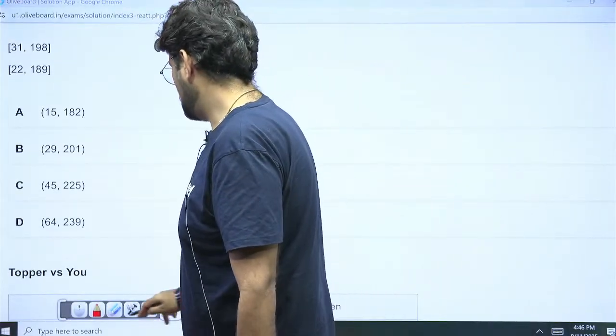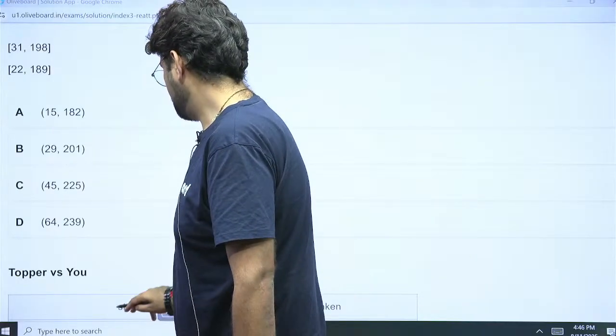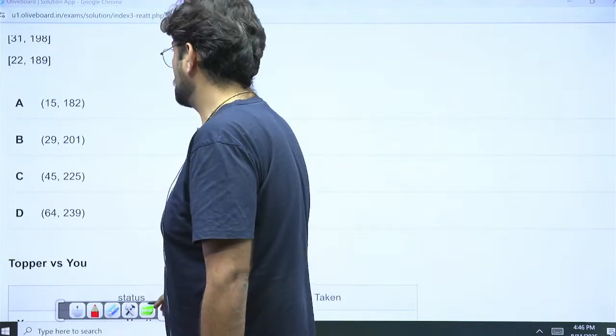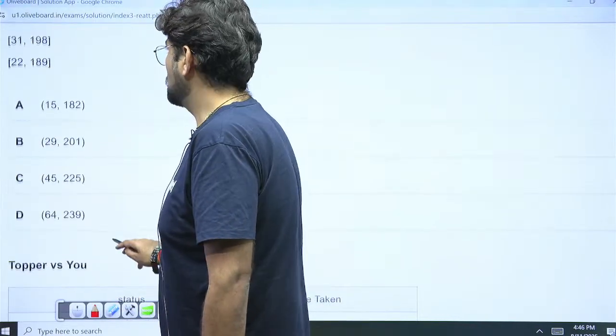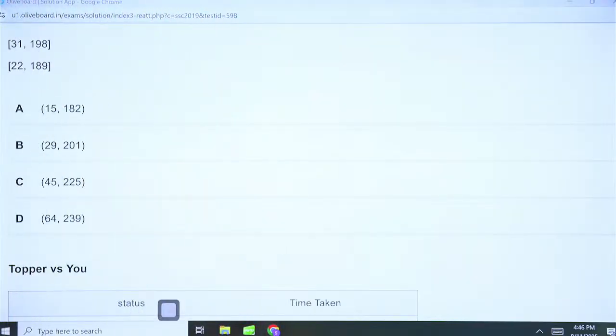Okay, 31, 189, 198. 73 seconds. Okay. Six square into 5 square. Correct, Avijit. 4 square into 3 square, 5 square into 4 square. So we are multiplying a number and the square of the number and the square of the previous number as well.